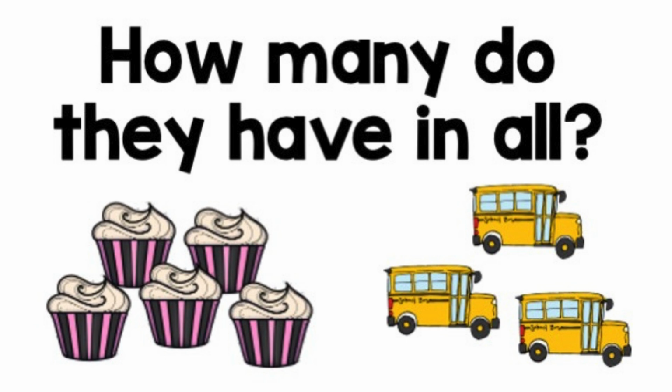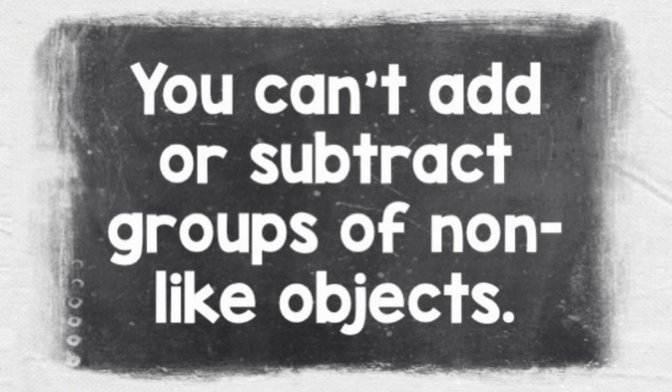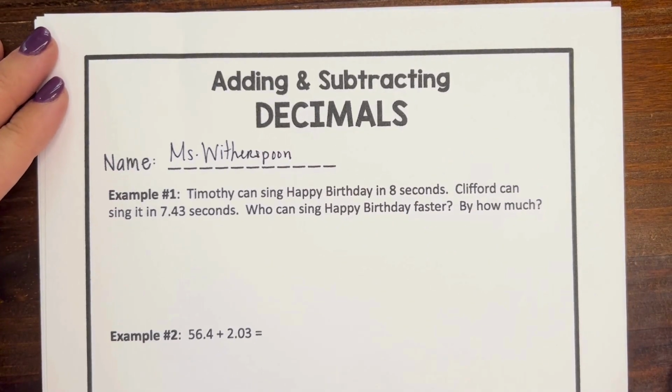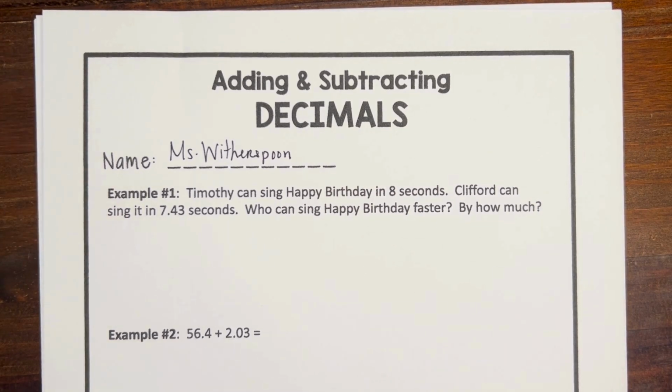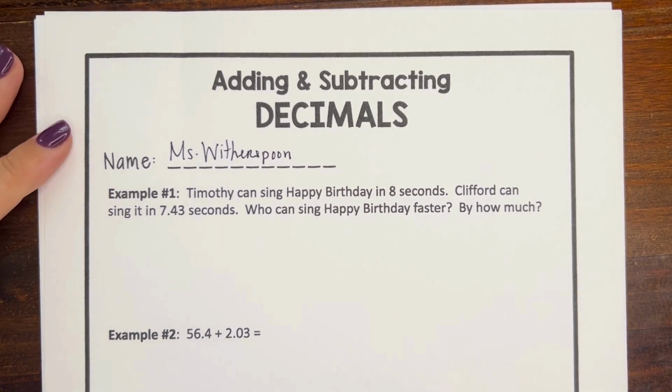That's right. You can't add cupcakes and school buses. It doesn't make any sense. In today's lesson, you're going to see that just like you can't add or subtract buses and cupcakes, you can't add or subtract decimals until they have the same place name. So let's see what adding and subtracting decimals can look like in real life.